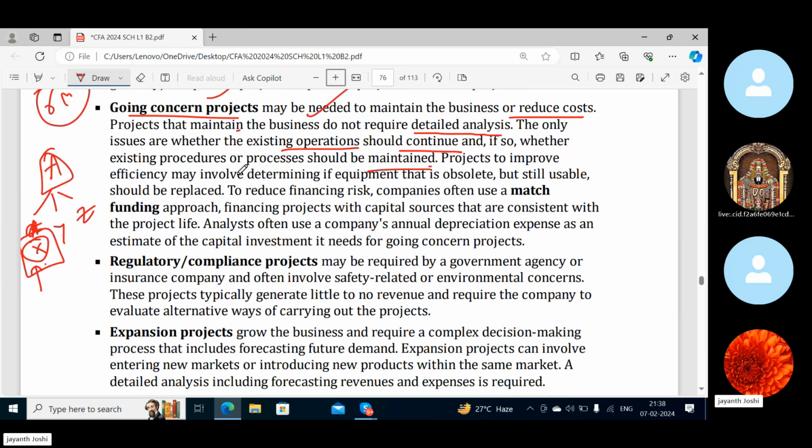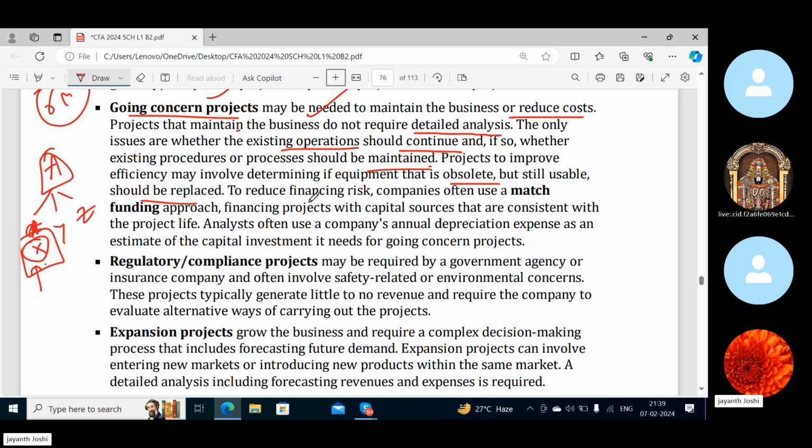Projects to improve efficiency may involve determining if equipment that is obsolete but still usable should be replaced. So the question here is about going concern: whether the things you have right now to run your project should continue, or you need to replace them, buy new ones, or sell the existing plant and machinery, or any asset which is very important for your project. That is what the question is all about.